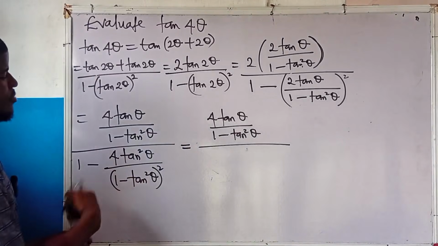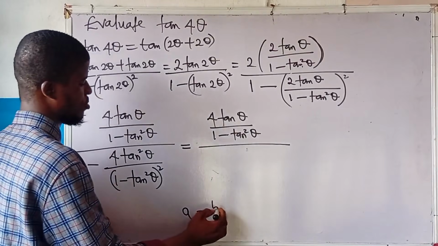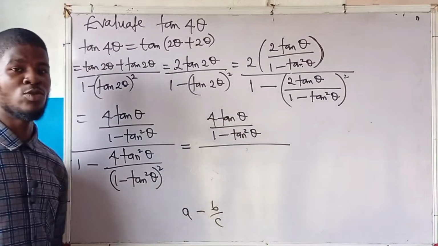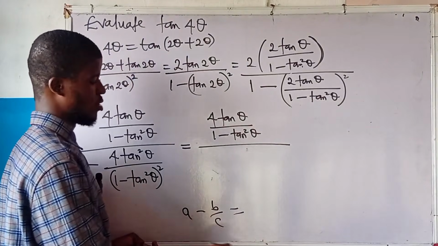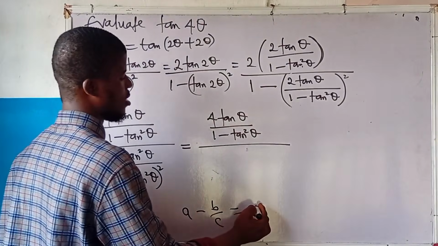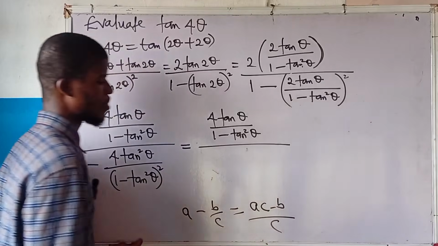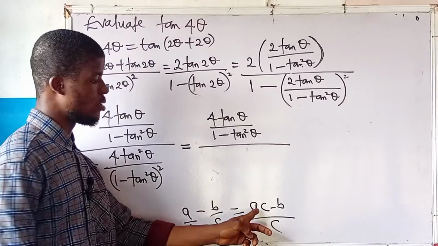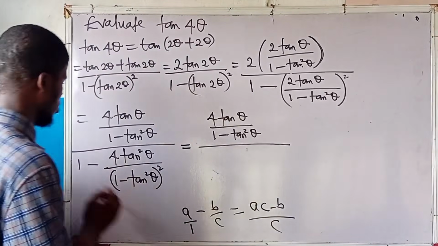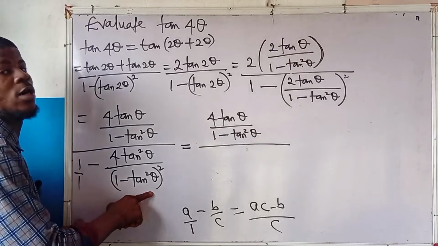if I do LCM for this, then I have A minus B over C. The short way to do LCM without doing LCM of C and 1 is to say C times A, that's AC, then minus B, all over C. Insofar as the LCM of 1 and C is still C, this principle will work. So this is over 1. The LCM of these two is this particular one.